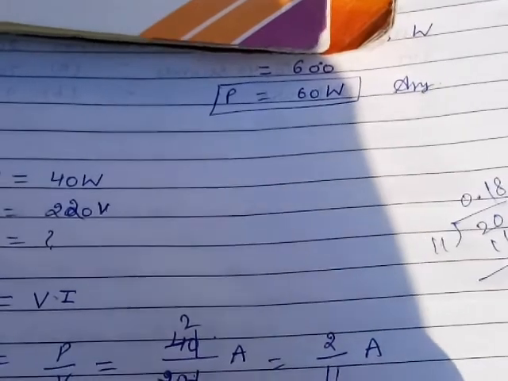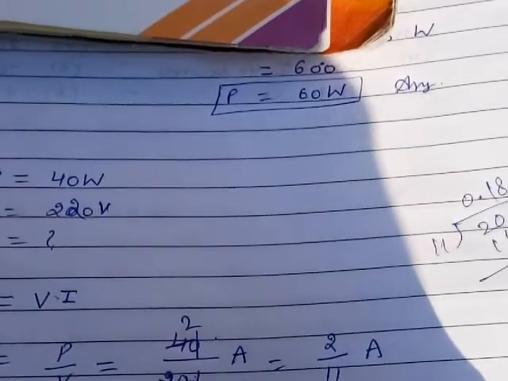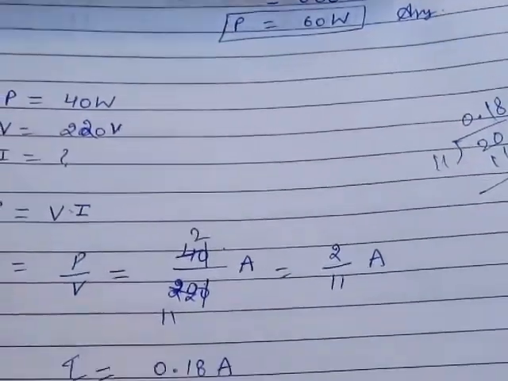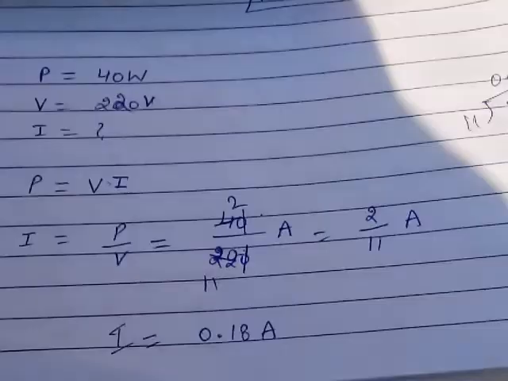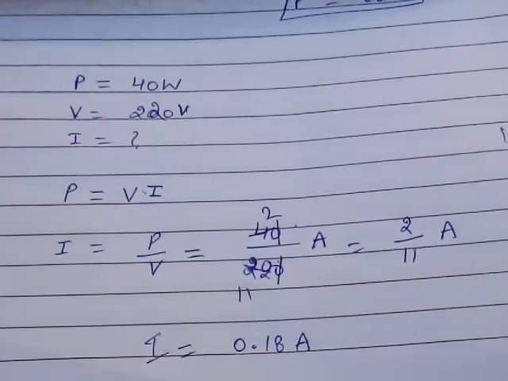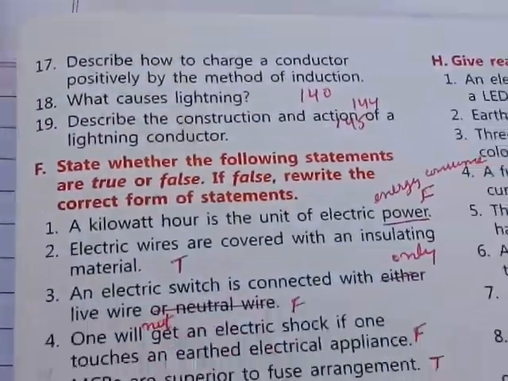The answer is 0.18 ampere. I is equal to 0.18 ampere. Hope you well understand it. Now students, third numerical is there.